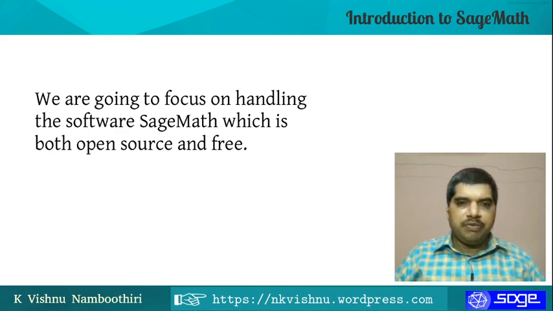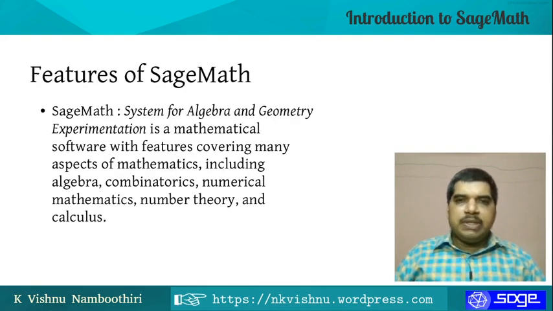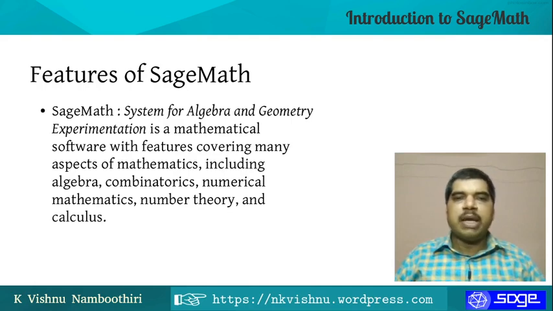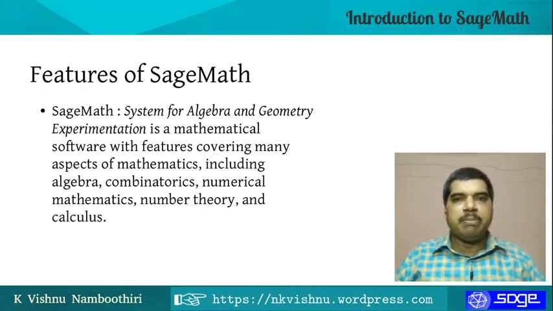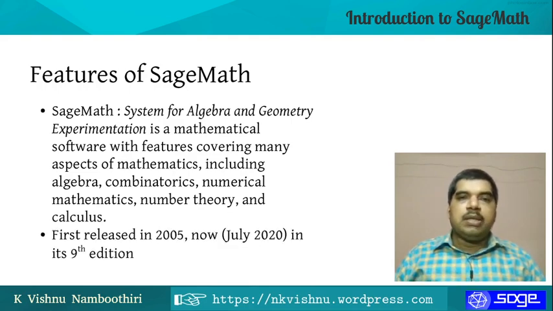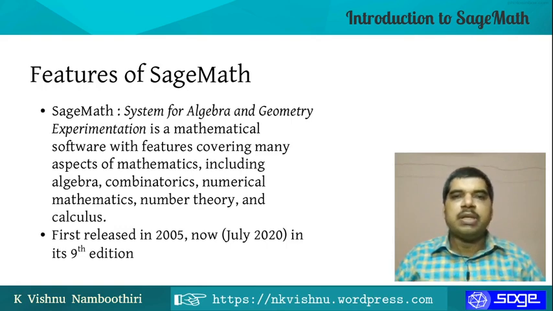this software effectively. Some features of SageMath: the word Sage comes from System for Algebra and Geometry Experimentation. It has many features, and it covers many areas in mathematics. It can perform computations in many areas in mathematics, including abstract algebra, combinatorics, numerical mathematics, number theory, calculus, etc. The first edition of Sage came in 2005, and now in July 2020 it is in its 9th edition.